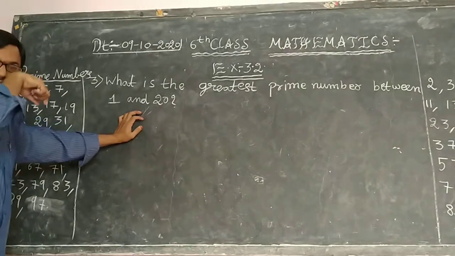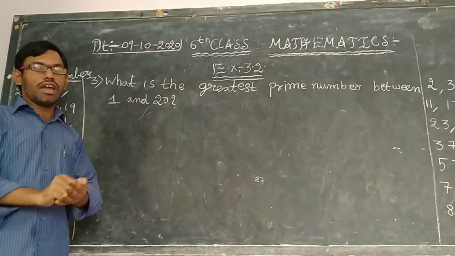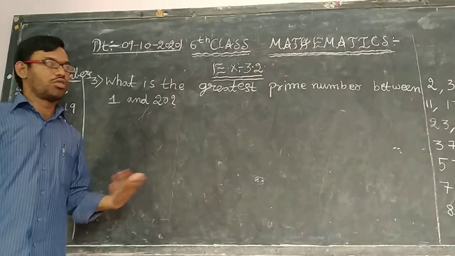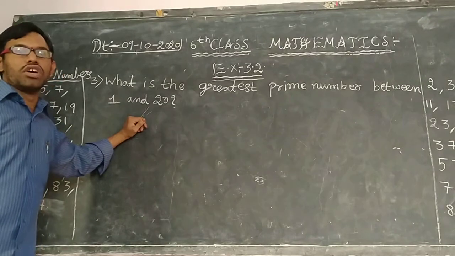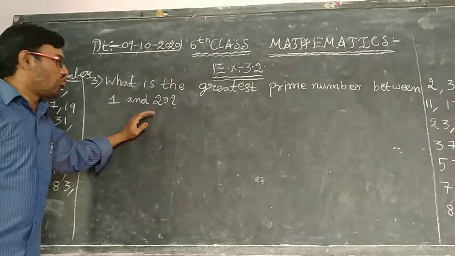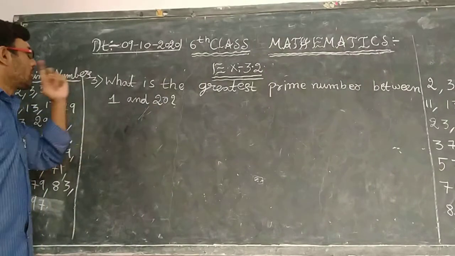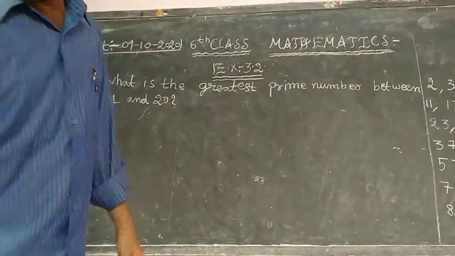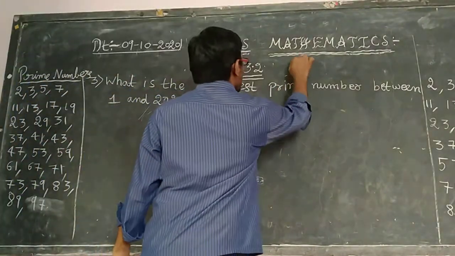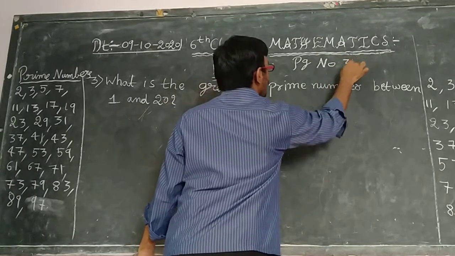In yesterday's class, we started exercise 3.2 and completed up to the second bit. Today we shall see the third bit. If you want to see, you can open page number 35, children.